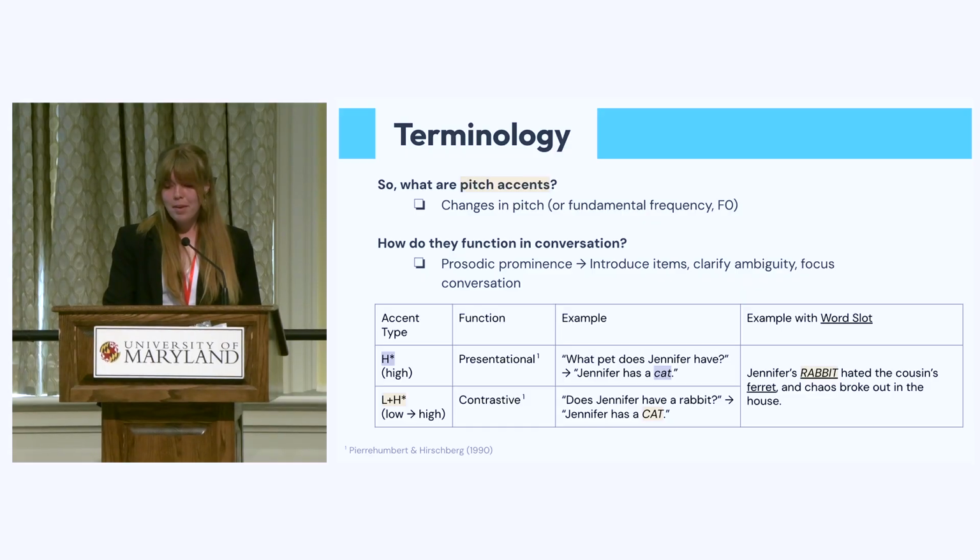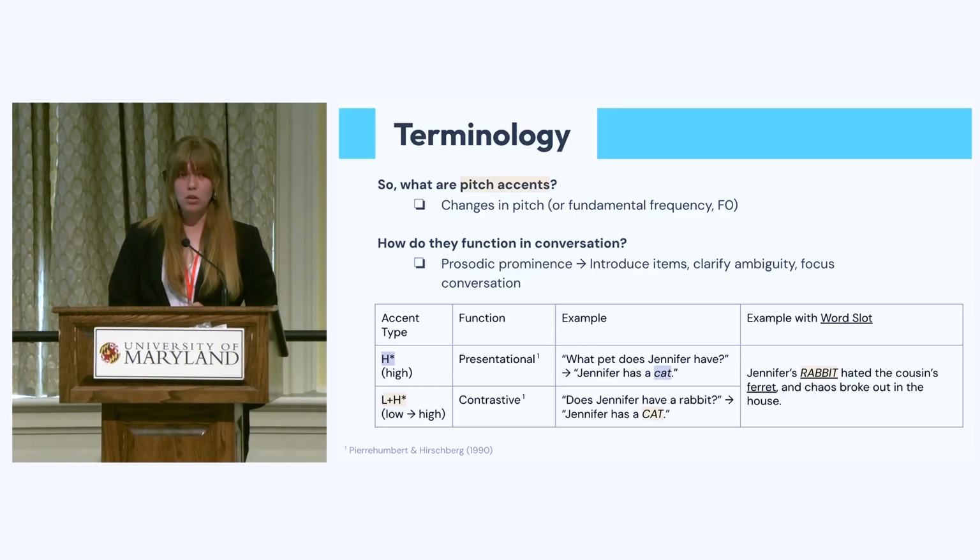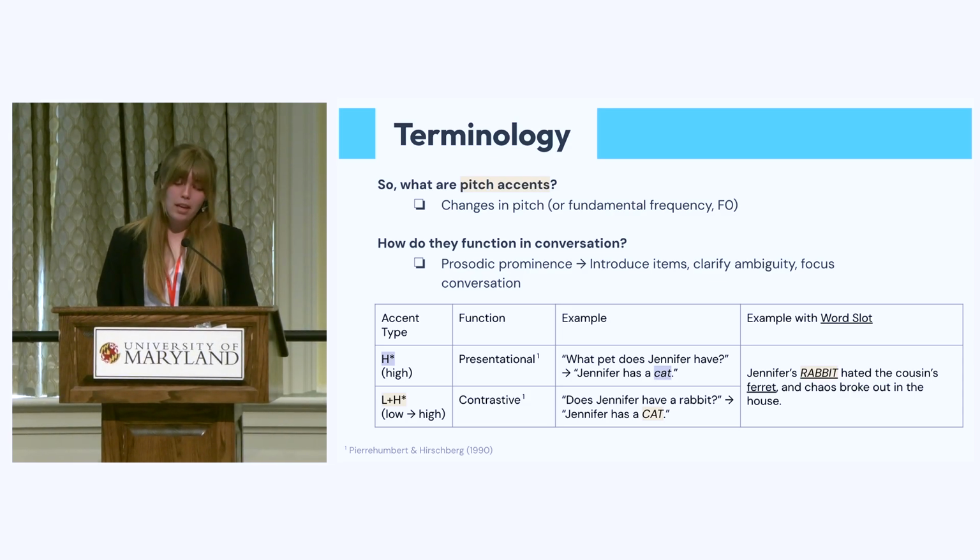So the primary measure of prosody that I study is pitch accenting, which describes various changes of fundamental frequency, typically within a syllable. Generally, pitch accents provide prosodic cues for prominence within a sentence. So within conversation, they can be used to introduce items, clarify ambiguity, or focus the conversation on a specific discourse item. In this case, we'll be looking at contrastive prosody, so specifically pitch accents which highlight contrast between two items in a pair.